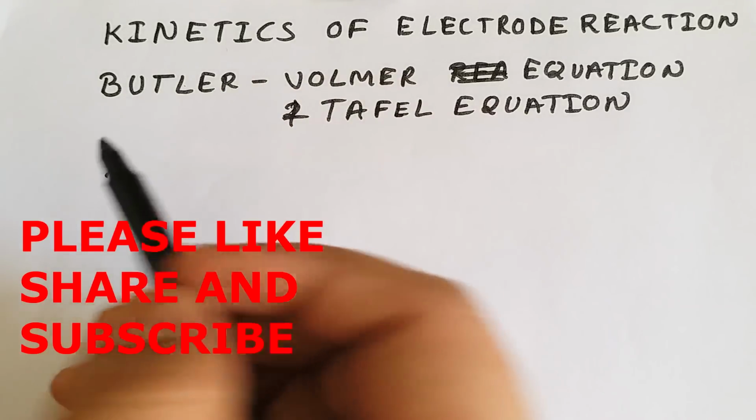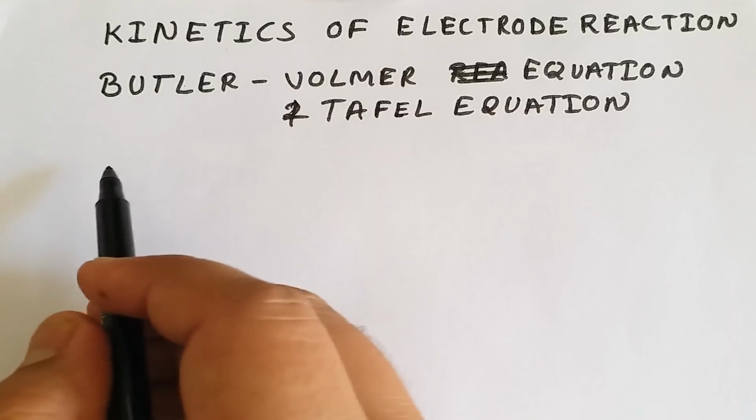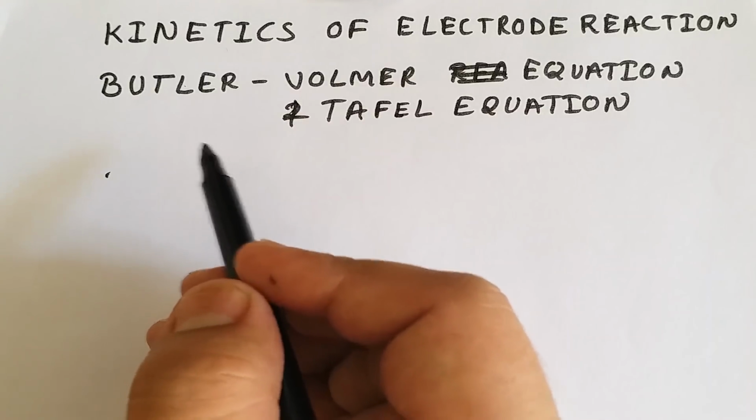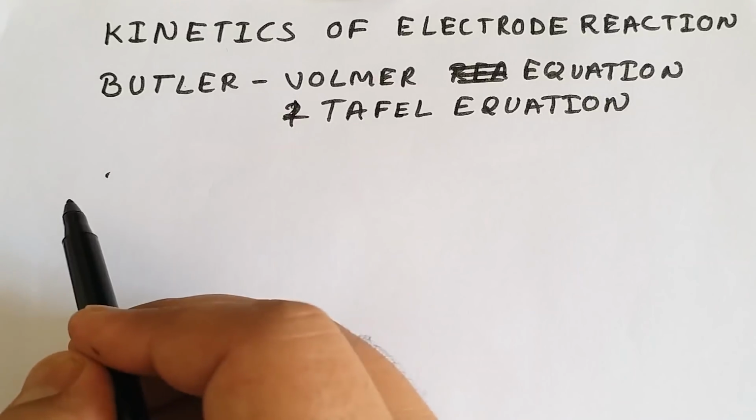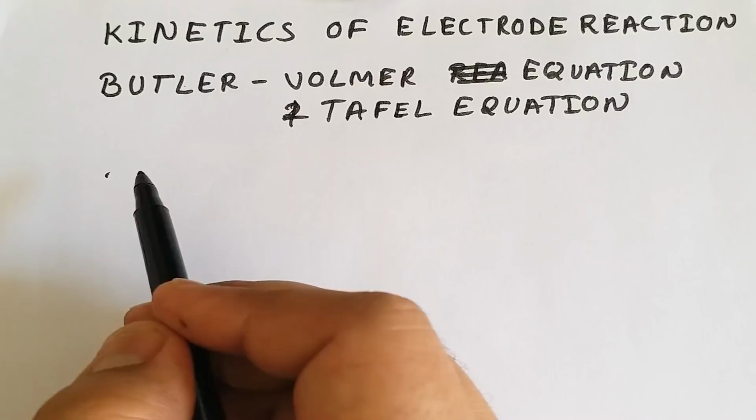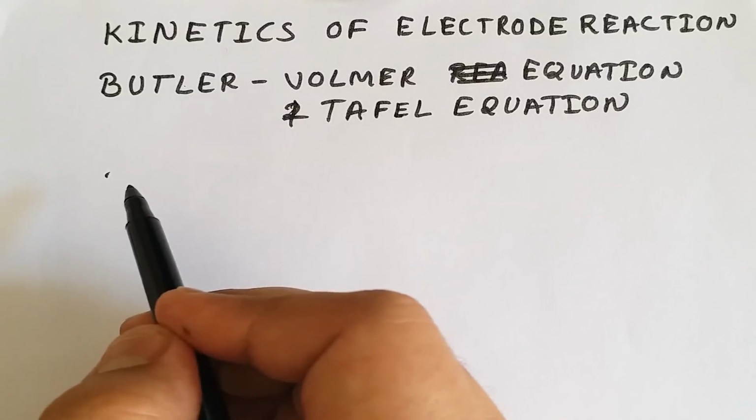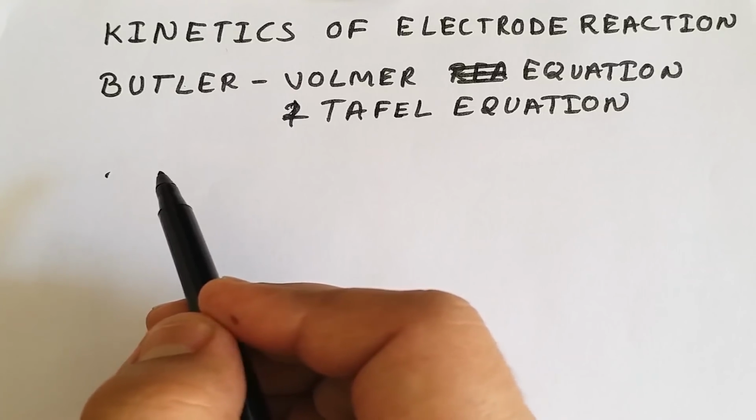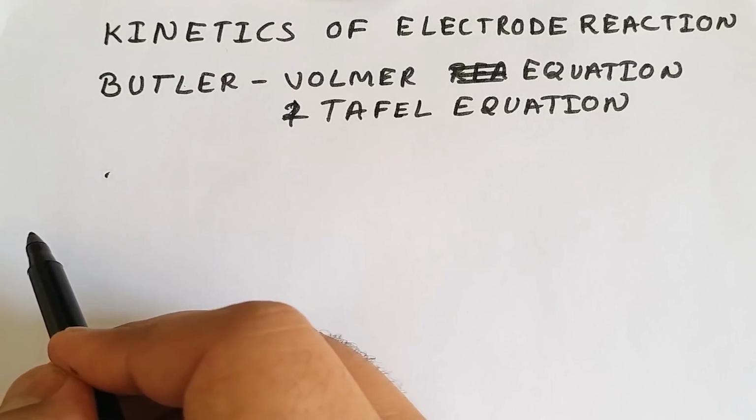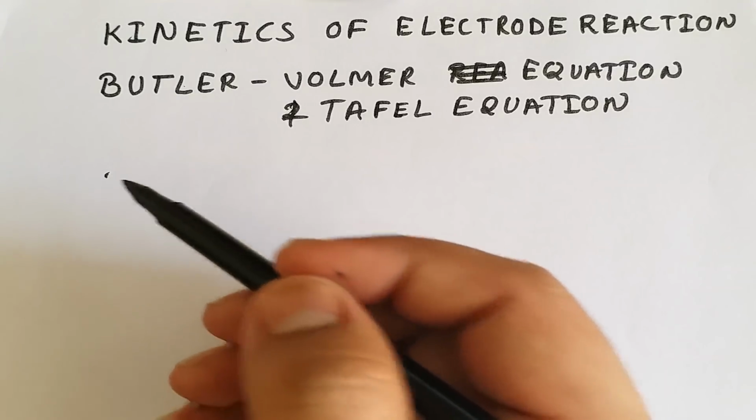There are basically 4 to 5 steps that we assume are taking place. First, the diffusion of the reactant to the electrode, then adsorption of the reactant on the electrode, then the transfer of electron to or from the adsorbed reactant species, and then desorption of the product from the electrode and the diffusion of the product away from the surface of the electrode. So these are some of the processes during the kinetics of electrode reaction.